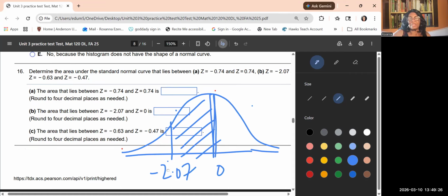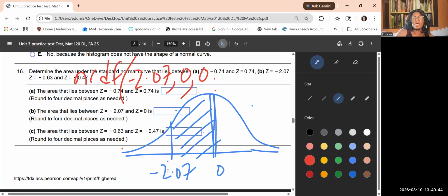So what I'm going to do is get my calculator. Actually, this is the argument for my calculator. Normal cumulative density function. The lower bound is negative 2.07. The upper bound is the mean. The mean of a standard normal curve is 0 again. Standard deviation is 1. And then I'll type it in my calculator and I'll get my answer. So let's go.